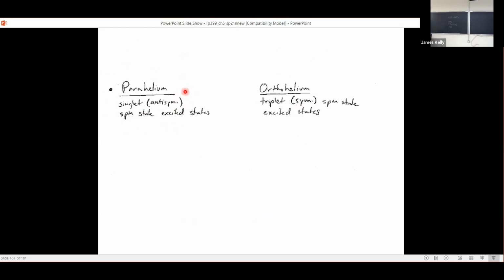I'm not sure where the para and ortho comes from in this case. You can ask a chemist about that. But parahelium refers to cases where the spin state is the singlet spin state, for excited states. And orthohelium refers to where the spin state is the triplet, which is symmetric under the interchange, which means the spatial wave function is anti-symmetric.